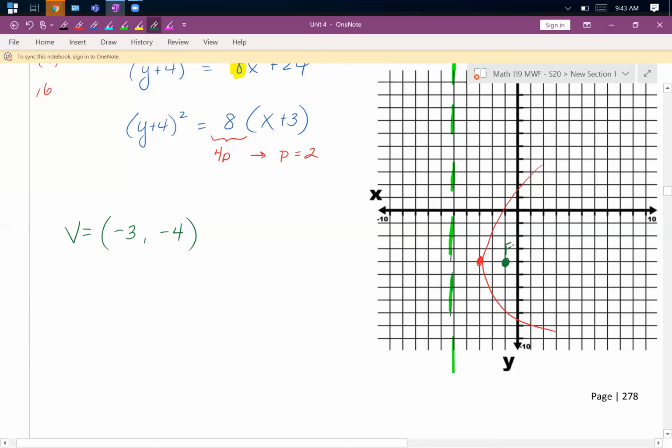And then lastly, we need to figure out how wide this parabola actually is. Our full width, our latus rectum, is 4p. So from our focus, I'm going to go 2p up and 2p down. Those will give me the points on my parabola. So we're going 4 units up and 4 units down, and we draw in our parabola. Questions on our graph?